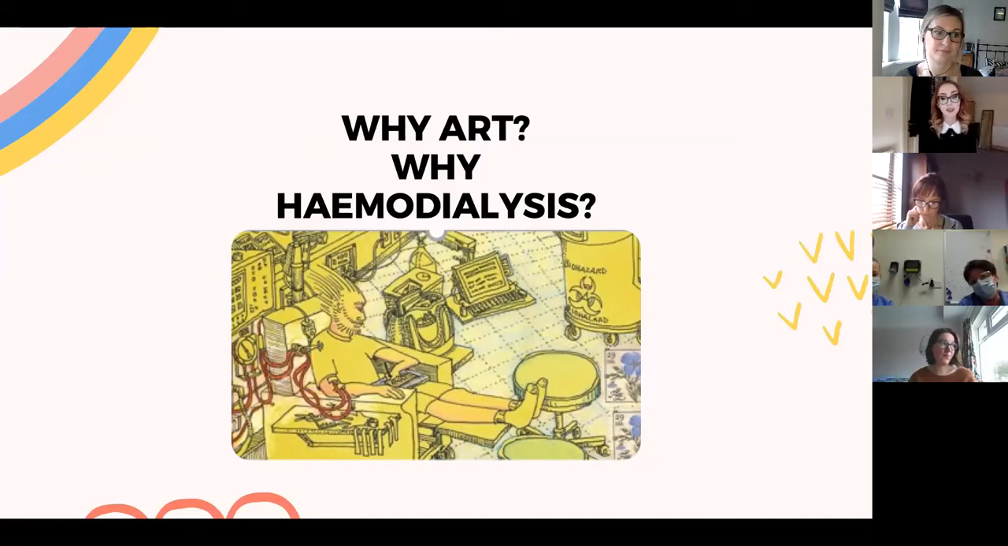And understandably, this has quite a profound impact on patients' mental health and well-being, and patients receiving hemodialysis are at a significantly increased risk of developing mental health issues such as anxiety and depression.